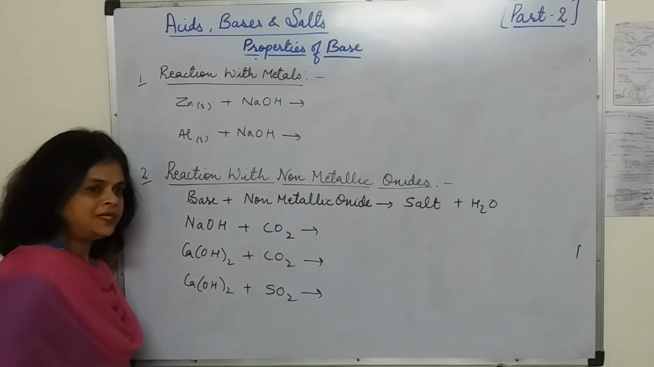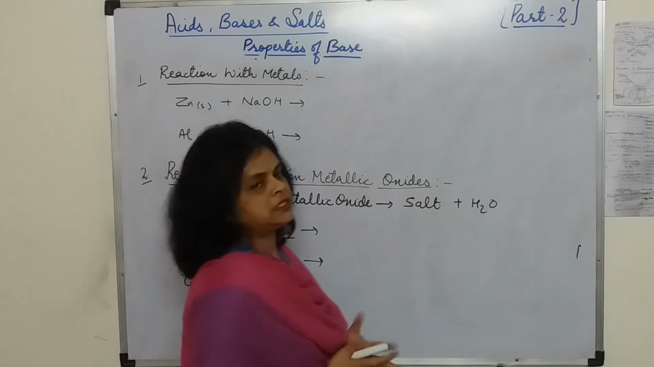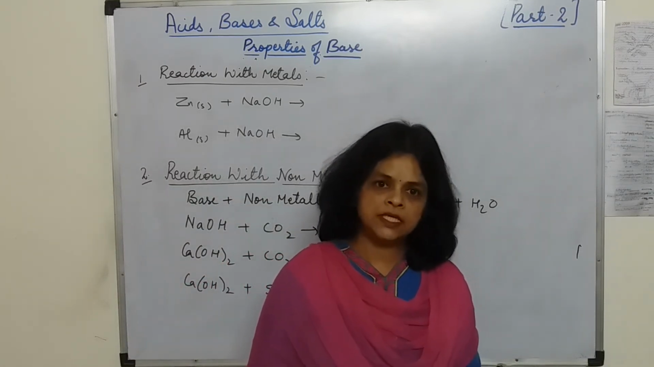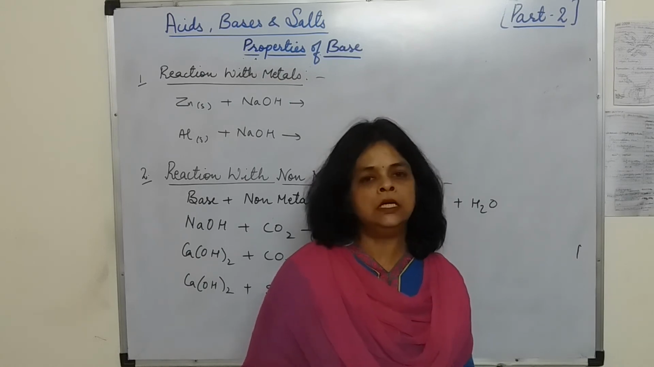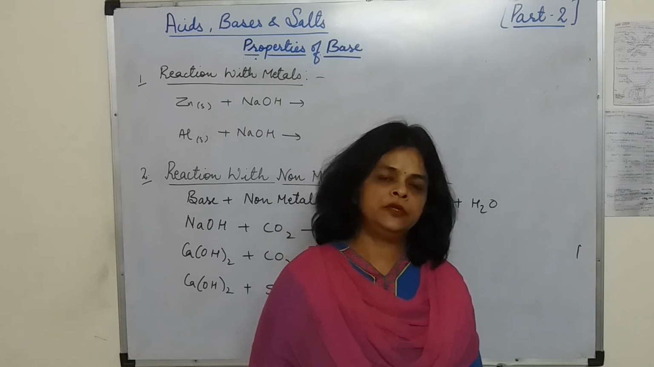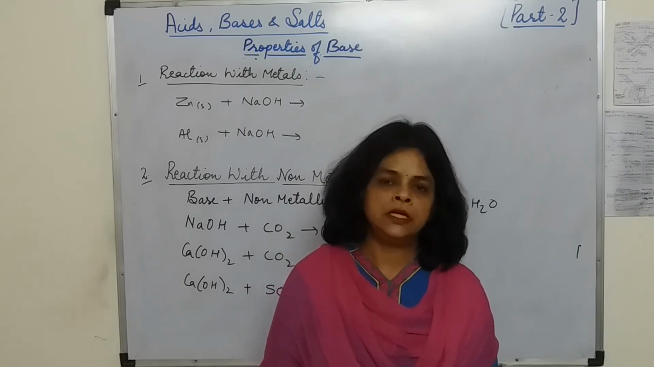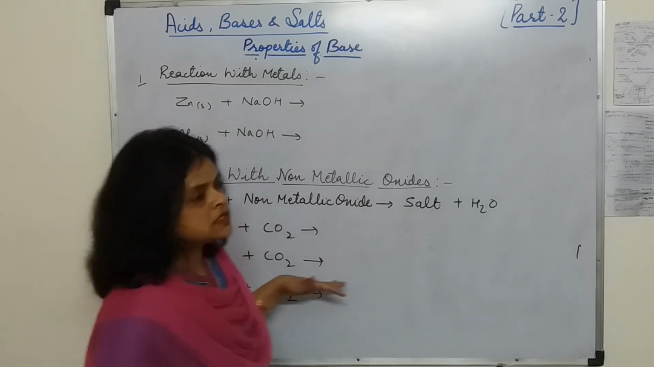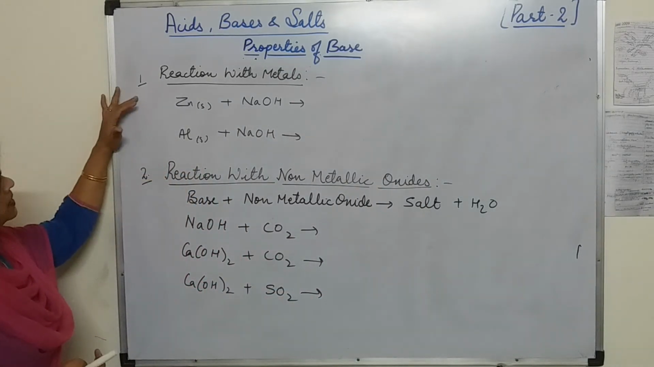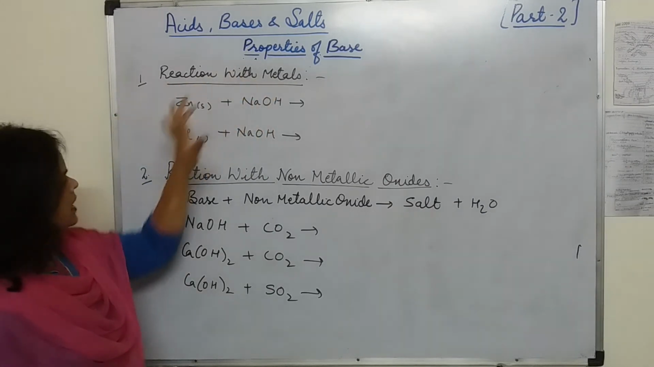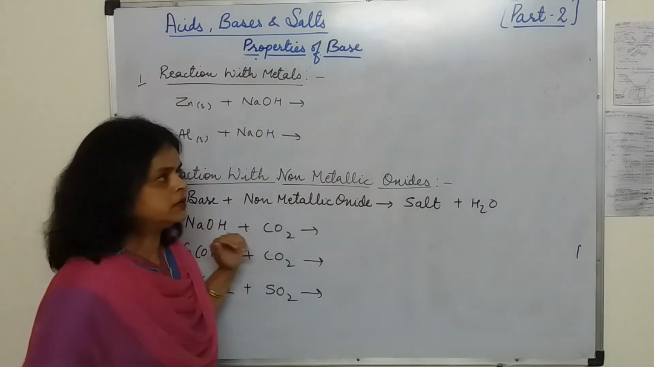We know that bases are bitter in taste, they are soapy in touch, they also dissolve in water to give hydroxide ions, and we have seen that they turn red litmus blue, they give pink color with the phenolphthalein solution, and they give yellow color with the methyl orange. Okay, so here we will now discuss their chemical reactions. See, bases give only two chemical reactions, they react with metals and they react with non-metallic oxides.